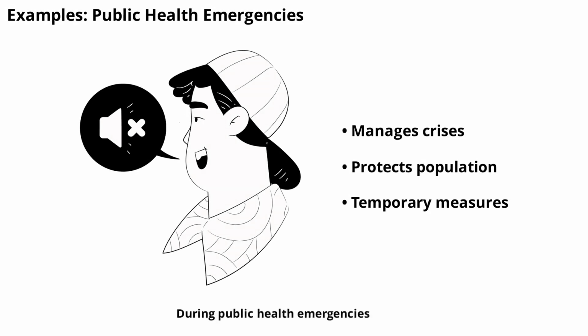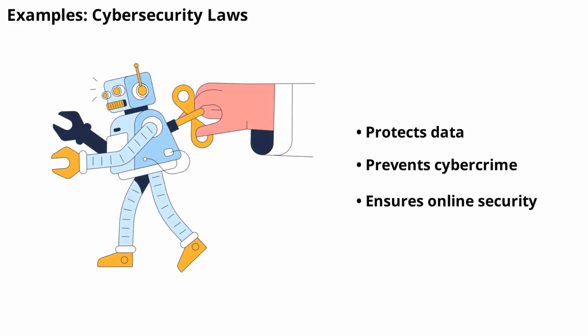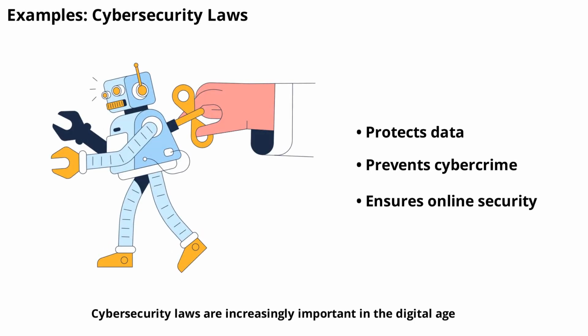During public health emergencies, governments may introduce special rules to control the spread of disease, such as quarantine orders or mask mandates. These temporary regulations are crucial for protecting the population and managing crises effectively. Cybersecurity laws are increasingly important in the digital age.